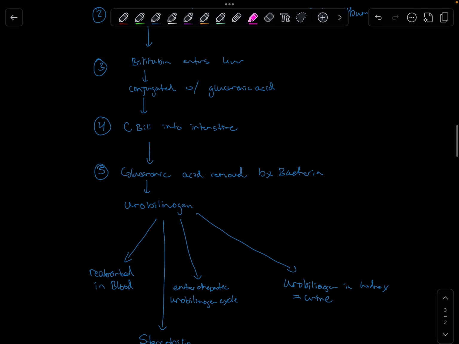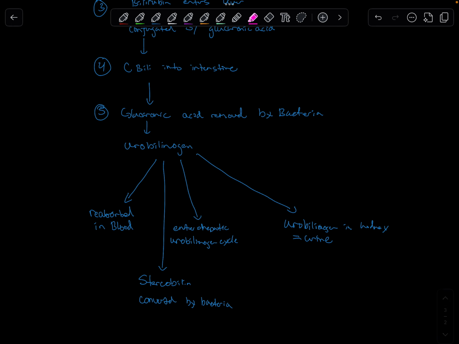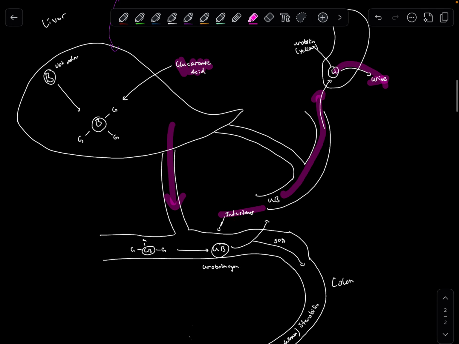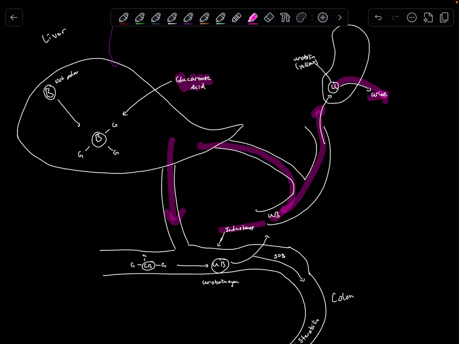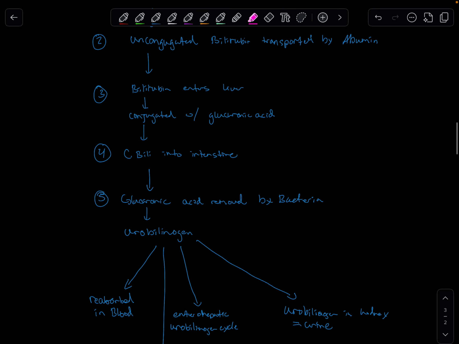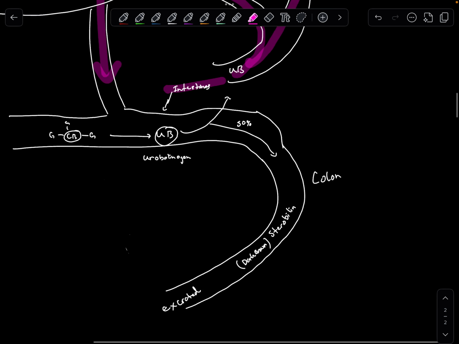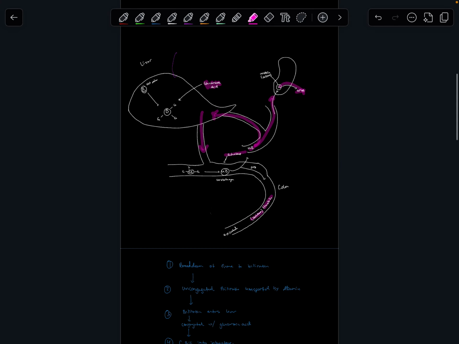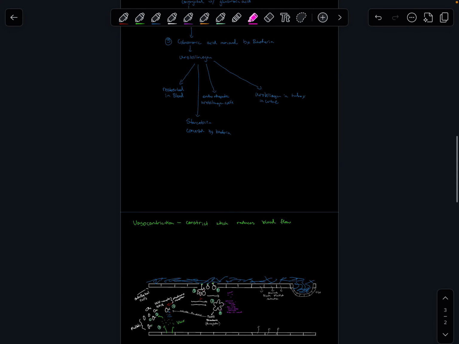What else do we hit? Some of it's just recycled. It just enters this enterohepatic urobilinogen cycle. And then the other portion that's left in the intestine is converted into stercobilin, which is basically what gives your stool the dark brown color. So yeah, that's that whole process.